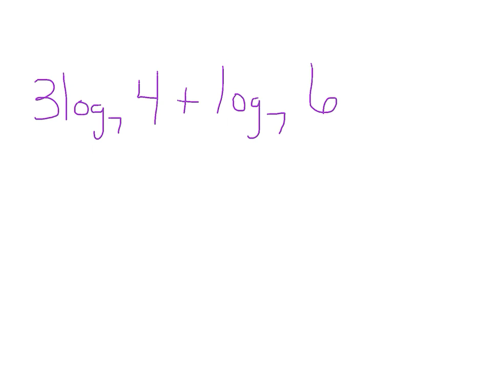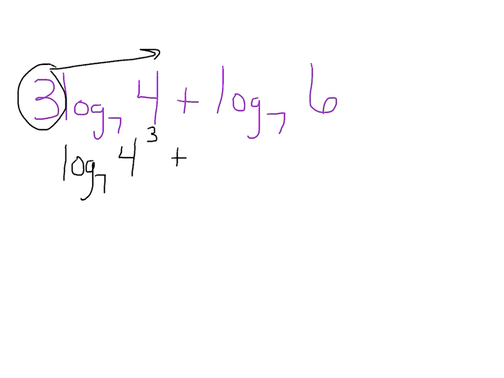Number 8. Is this an expand or a condense? Why? There's addition. And there's more than one log. So then I know that it's a condensed one. So that means the first step that I need to do is move all exponents back up top. If there's a number in front of the log, move it back up top. So this should be log base 7 of 4 to the third, plus log base 7 of 6. So the exponent went back upstairs.